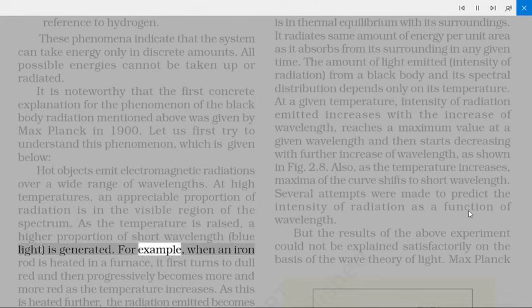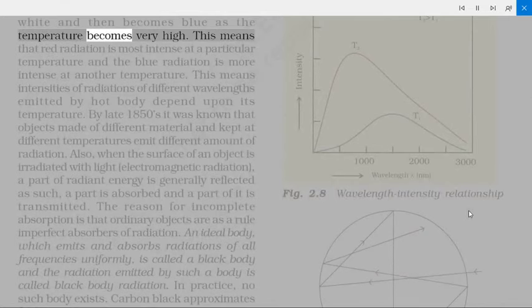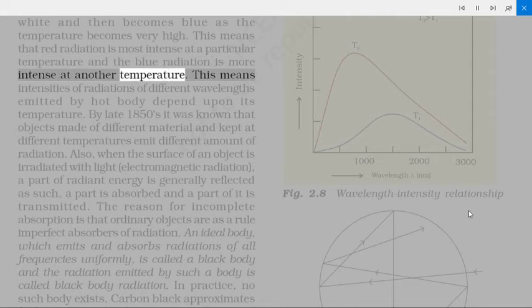For example, when an iron rod is heated in a furnace, it first turns to dull red and then progressively becomes more and more red as the temperature increases. As this is heated further, the radiation emitted becomes white and then becomes blue as the temperature becomes very high. This means that red radiation is most intense at a particular temperature and the blue radiation is more intense at another temperature. This means intensities of radiations of different wavelengths emitted by hot body depend upon its temperature.